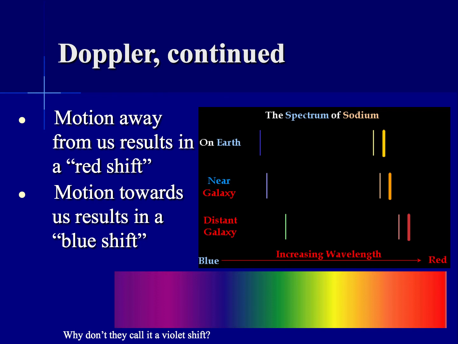Here you see a sodium spectrum emitted from 3 different locations. On Earth, we see this set of 3 lines. When a sodium atom releases light energy from a nearby galaxy, can you see that those lines are still spaced the exact same way, but that they're shifted to the right? Then, from the distant galaxy, they are shifted even more to the right? These galaxies must be moving away from the Earth. The wavelengths are being stretched as the objects are speeding away from us.